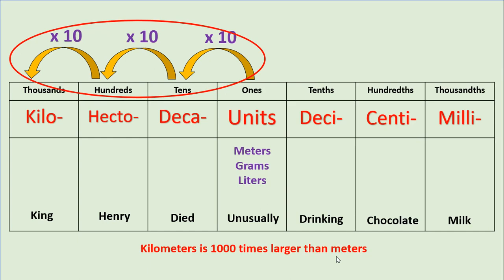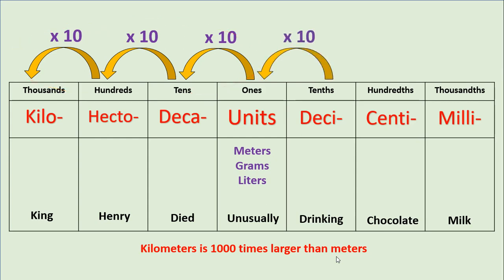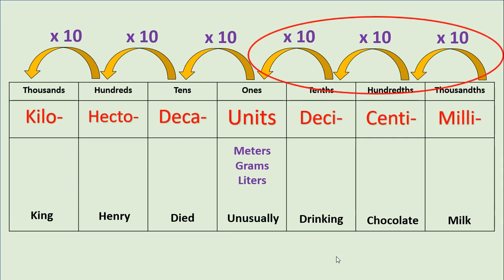This goes the other way as well. Ones place is 10 times bigger than tens place, so units is 10 times bigger than deci. Deci is 10 times bigger than centi. Centi is 10 times bigger than milli. So if we were comparing millimeters to meters, we can see that we moved over three places. That's 10 times 10 times 10. That means that meters is 1,000 times larger than millimeters.